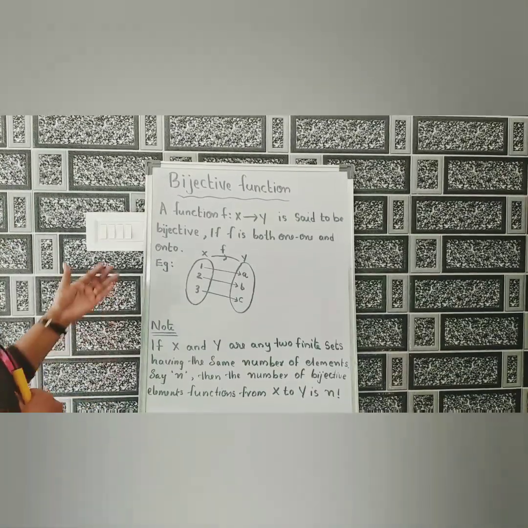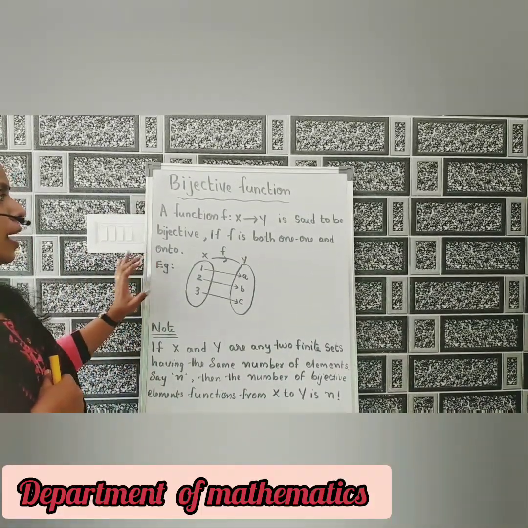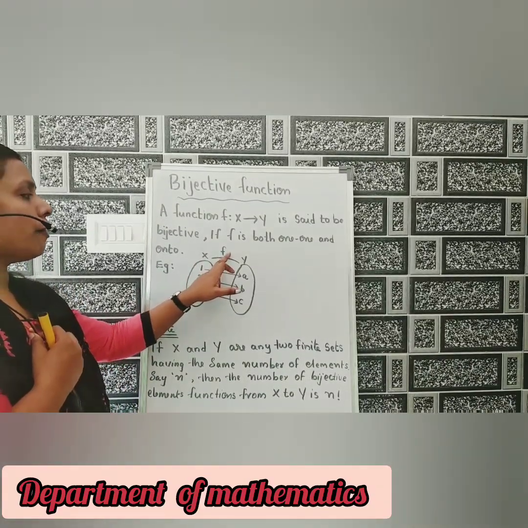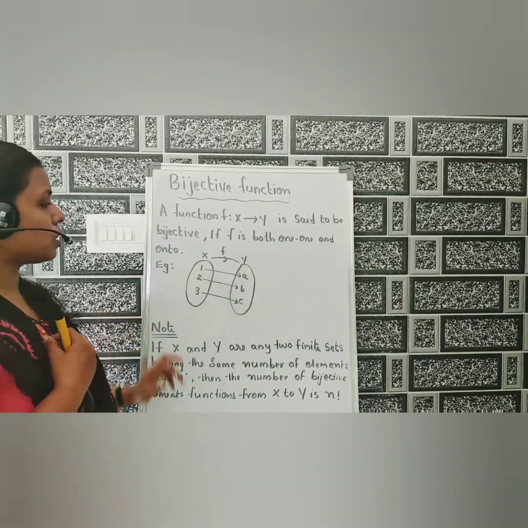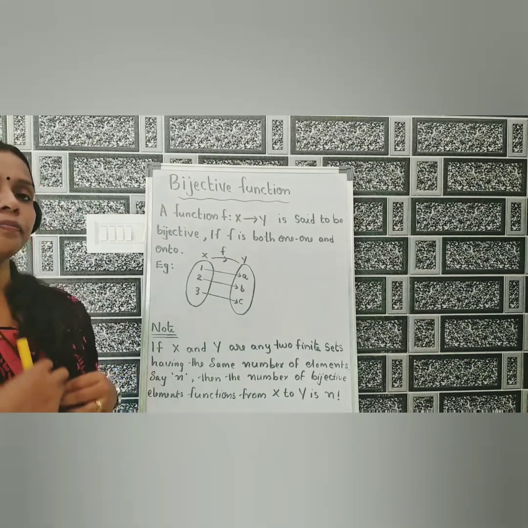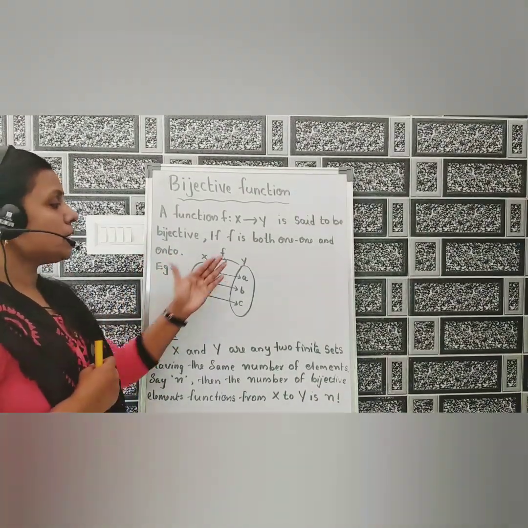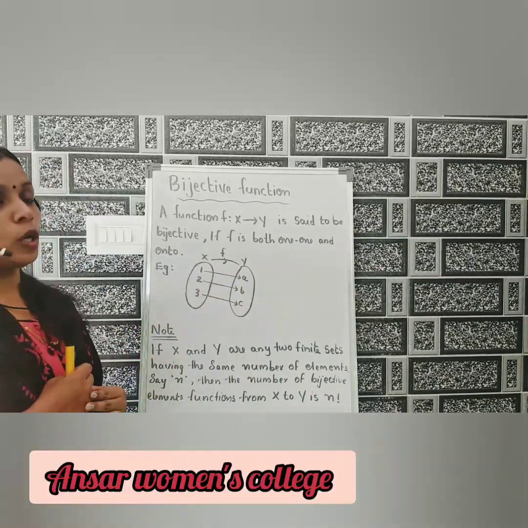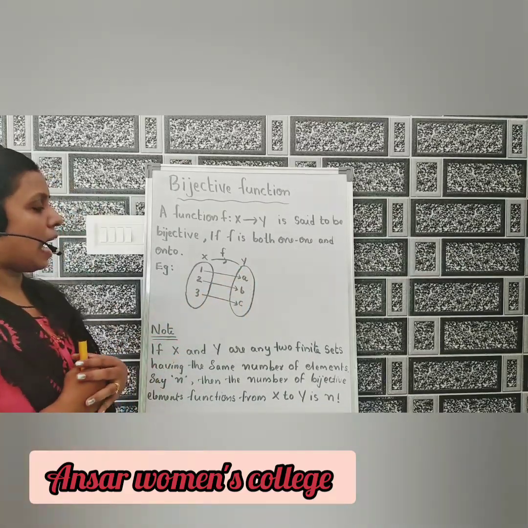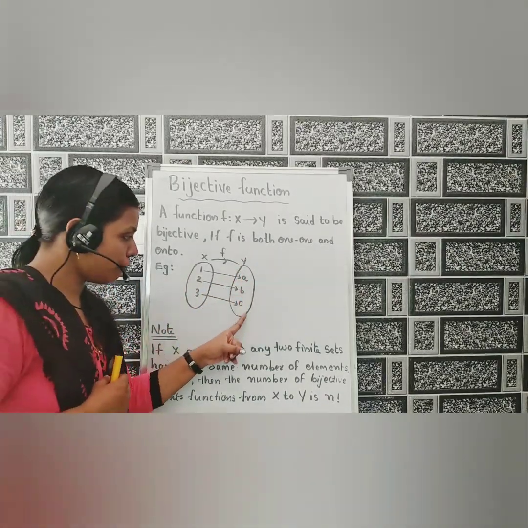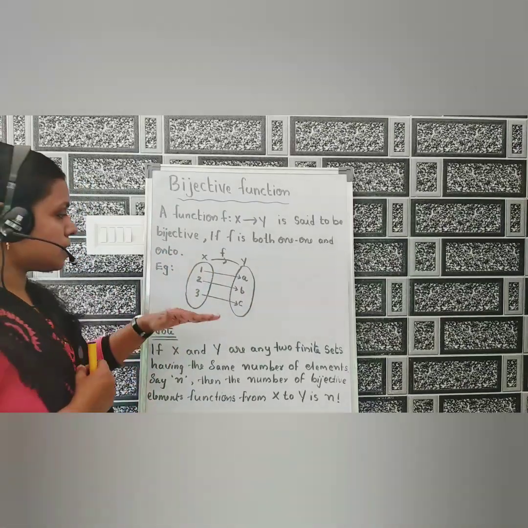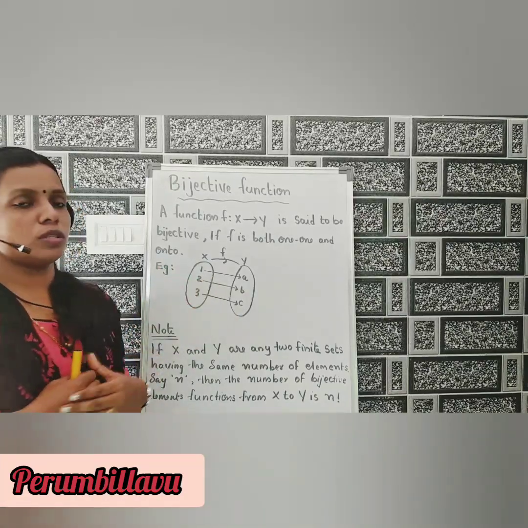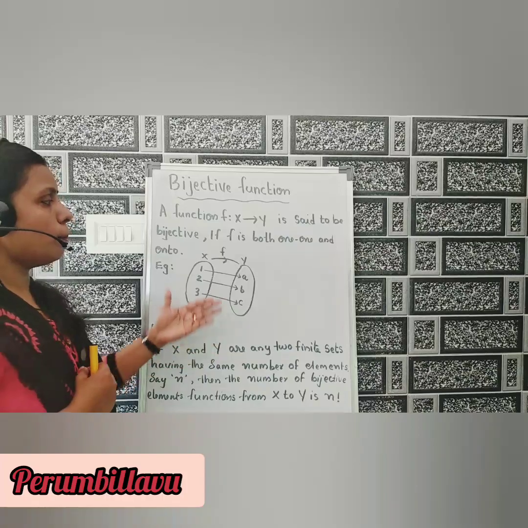Now consider an example for a bijective function. Consider an arrow diagram f from X to Y. Here X consists of 1, 2, 3 and Y consists of a, b, c. Distinct elements of X have distinct images in Y. Also, every element of Y has a pre-image in X. Then we say that this arrow diagram is a bijective function. That means one-one and onto.